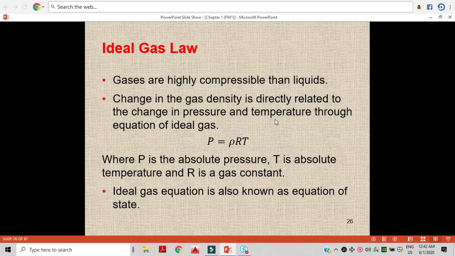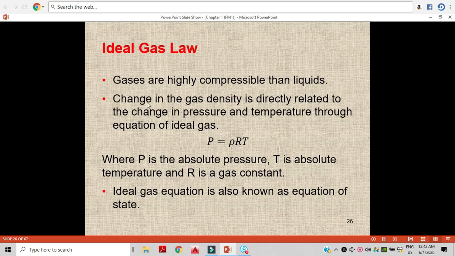Since liquids are incompressible but gases are compressible, the density of a gas depends on temperature and pressure. So how can we find the density of a gas if the temperature and pressure are changing? We can only find it by using the ideal gas law.